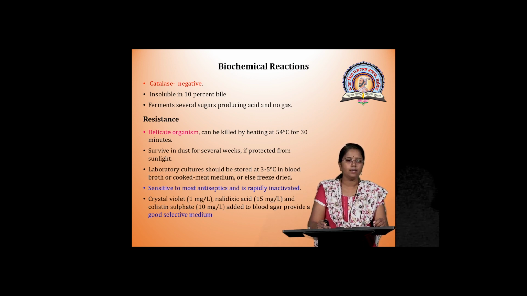This organism is sensitive to most antiseptics and is rapidly inactivated by crystal violet, nalidixic acid and colistin sulfate. When these antibiotics or the dye are added to blood agar, they provide a good selective medium. So if we want to grow the streptococci, we can use the blood agar medium we saw, but if we want to make the medium selective, then we can use nalidixic acid, crystal violet and colistin sulfate in the blood agar, and that will provide a good medium. But the bacteria is sensitive to most antiseptics and is rapidly inactivated.